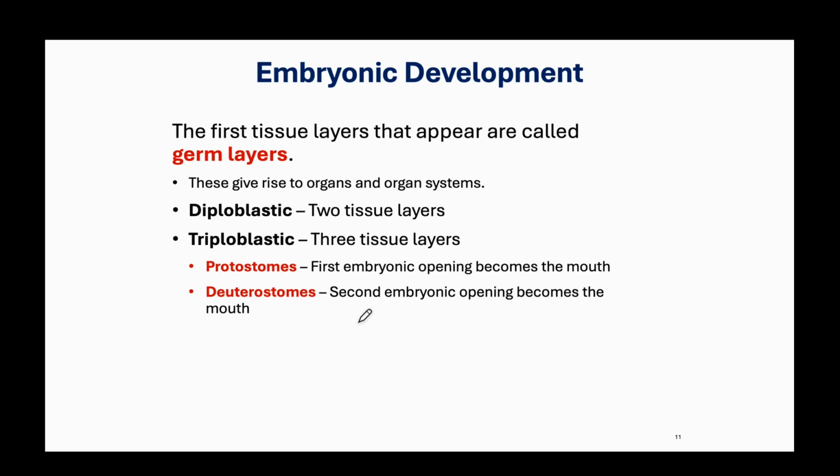Okay, looking at embryonic development, there are a few terms that we're going to have to look at. When we're looking at the first tissue layers that appear, we note those as germ layers. And these all give rise to different organs and organ systems. If something is diploblastic, it means it has 2 tissue layers, and triploblastic means 3. And then we're going to look at what a protostome and a deuterostome is.